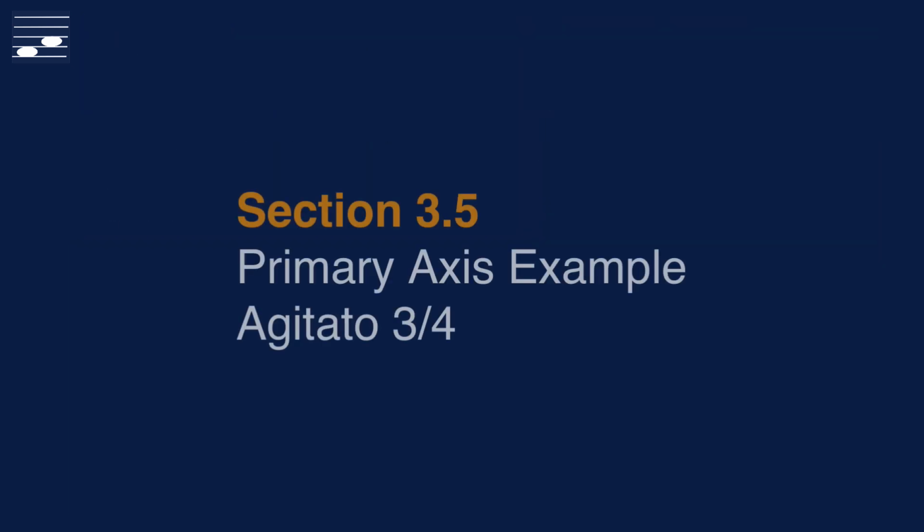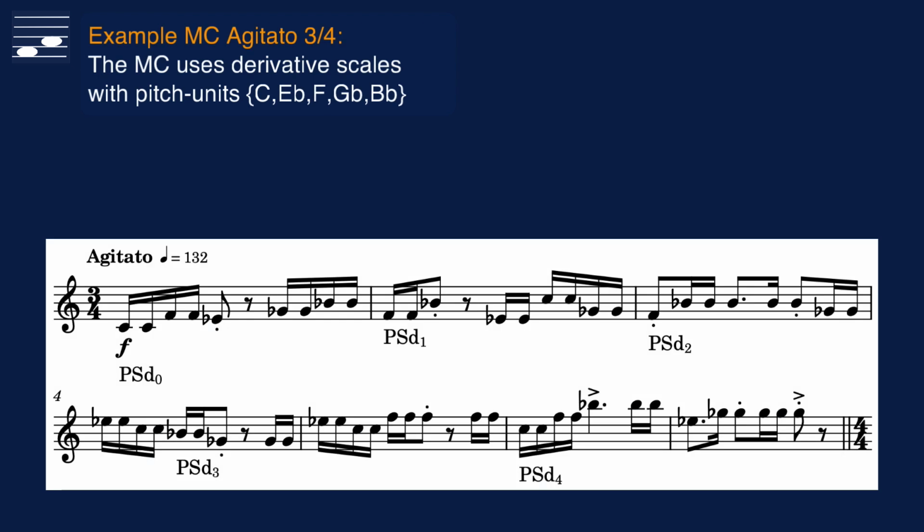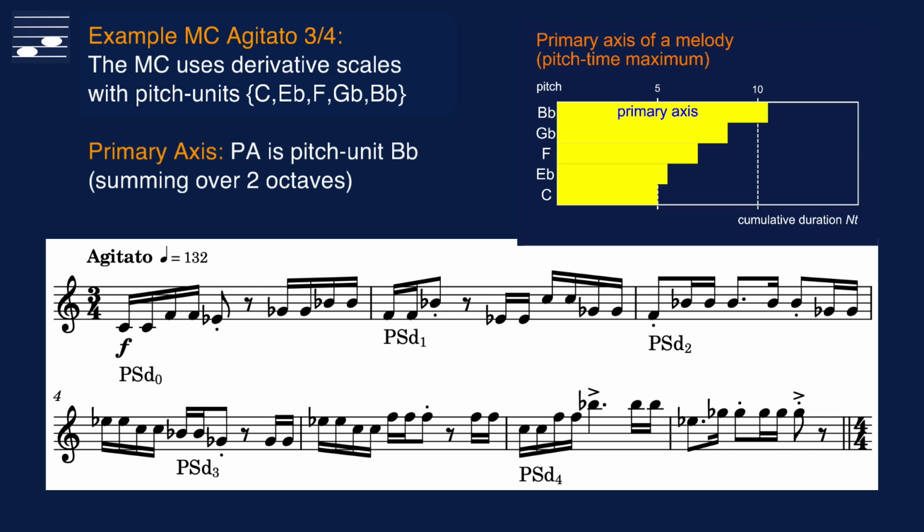duration ranking. This Agitato melodic continuity uses a set of 5 derivative scales on the next higher degree and has a total of 5 pitch units. With the 16th note time unit, the cumulative duration puts pitch B-flat on top as the primary axis, summing the durations over 2 octaves. Once again, this is not the root degree of the original scale.